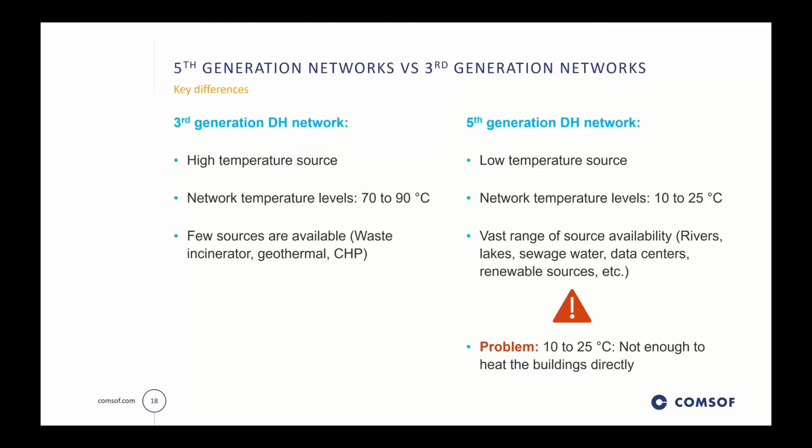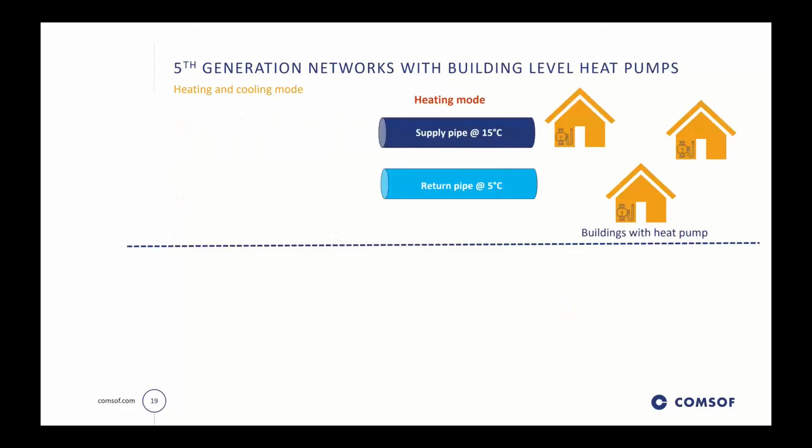When you go to the fifth generation networks, you're looking at low temperature sources with temperature levels around 10 to 25 degrees. And you get access to a vast range of new sources here, like rivers, lakes, sewage water, data centers, etc. The only problem is, with 25 degrees, you don't have enough heat to heat up the buildings directly. So what do we do? We will use a heat pump in the building. We will supply heat at a low temperature around 15 degrees, and with the heat pump, we will further increase the temperature to the desired level for heating in the building.